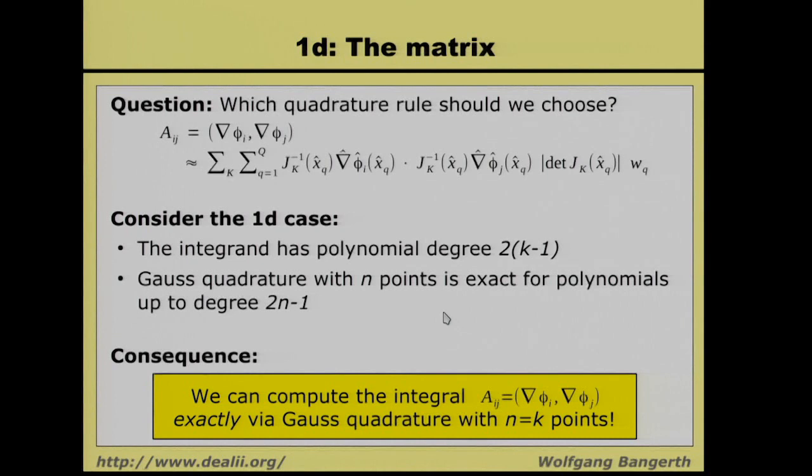We know that the most efficient way of integrating things is Gauss quadrature. Gauss quadrature with n points is exact for polynomials of degree up to 2n minus 1. So in particular for this case in 1D, if I choose n equals k points, I can integrate this matrix entry exactly. It's not just an approximation, it's in fact exact in 1D if I choose n equals k points. For example, if I use linear elements, I would have to choose one quadrature point, which the Gauss formula would choose at the center of the cell. If I use quadratic elements, I need to choose 2 quadrature points per cell. So that's all I need to do. In 1D, forming the matrix is actually not all that complicated.